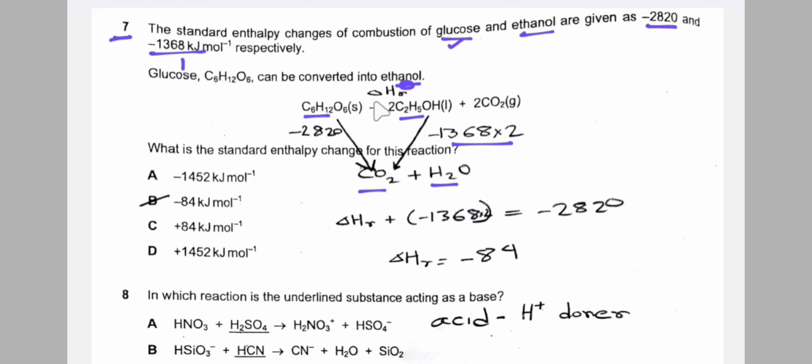Now what is the standard enthalpy change of reaction? This arrow and this arrow are pointing in this direction, while this arrow is pointing in the opposite direction. So ΔH_R plus this value is equal to the arrow on the opposite side, that is this value. After calculating, we get the standard enthalpy change of the reaction as negative 84 kilojoules per mole, that is B.